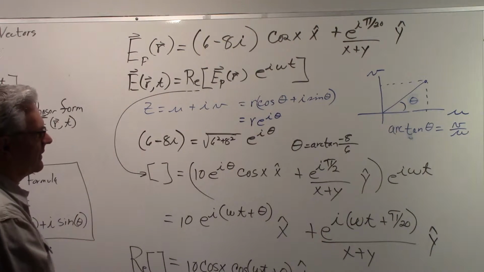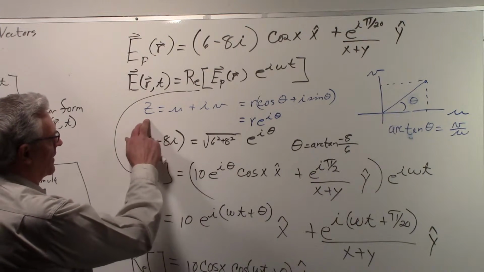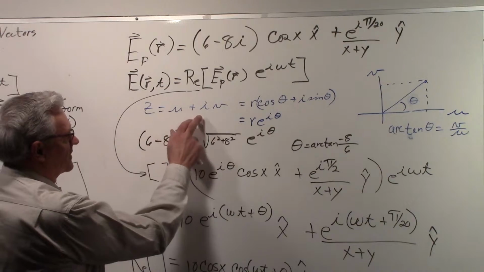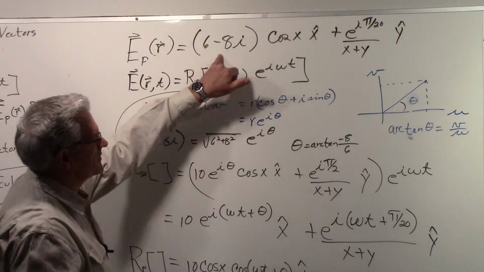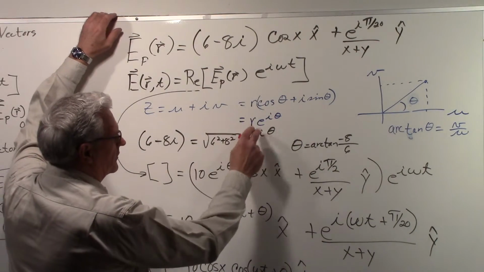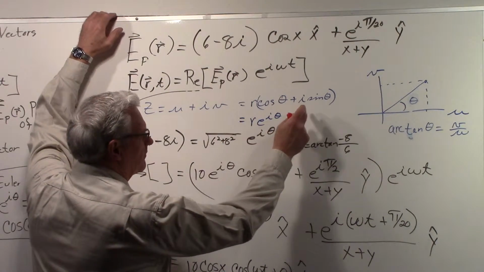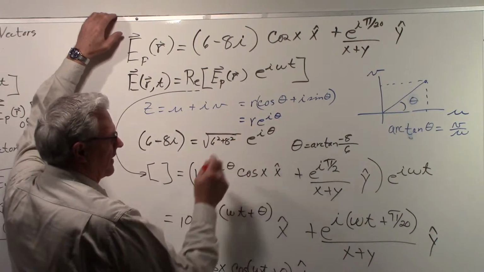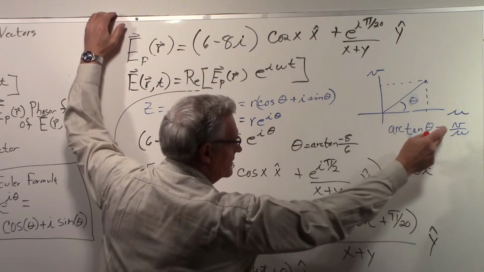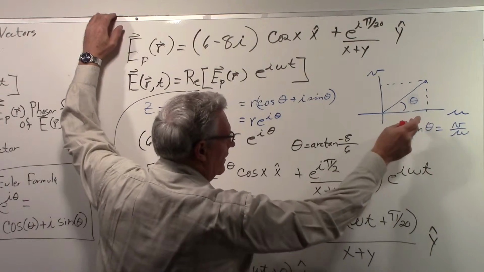Before we go on, we'll just say quickly, with complex numbers, let's say we have the complex number u plus iv. We're doing this because we have this complex number here. And that's equal to r times cosine theta plus i sine theta, which is r e to the i theta. And theta, the arctan of theta, is equal to v over u.